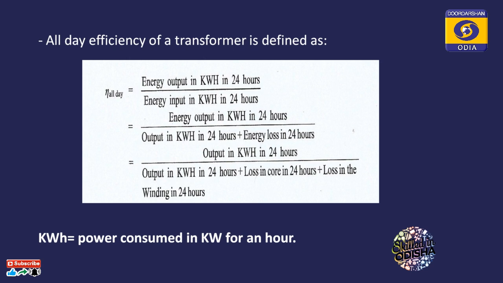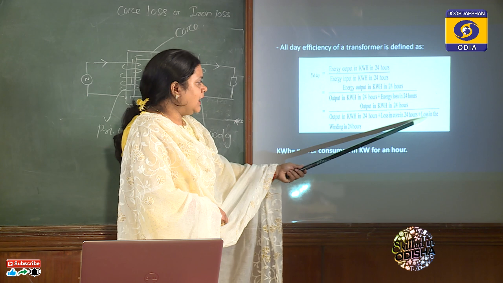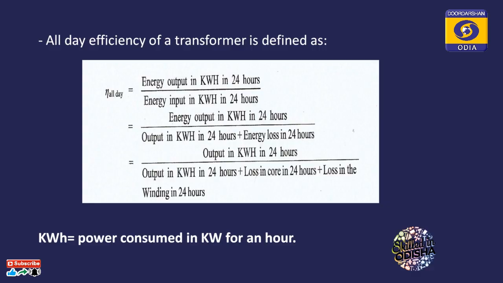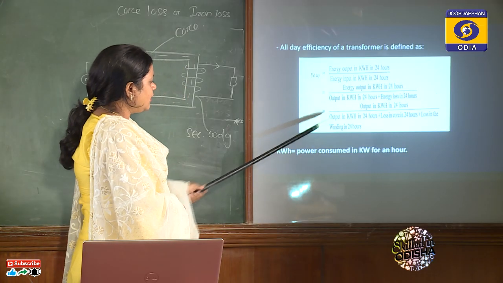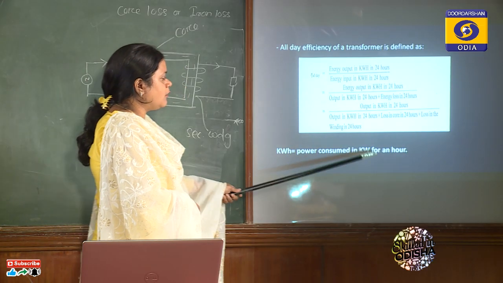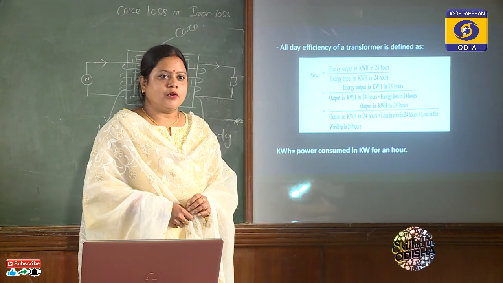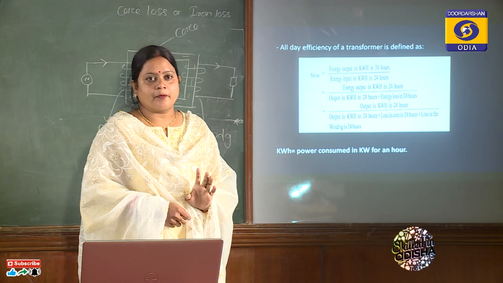That means losses occurring in the core is core loss or iron loss, that is for 24 hours, and losses in the winding is copper loss. So the formula for the all day efficiency is like this. Now what is kilowatt hour? The power consumed in kilowatt for an hour. That is the kilowatt hour, meaning how much power is consumed per hour.